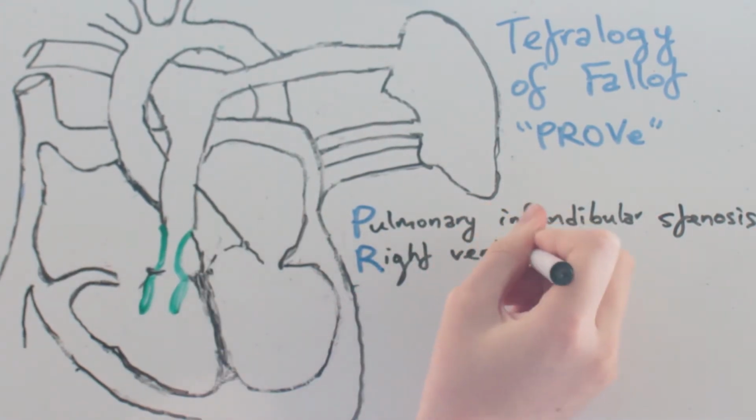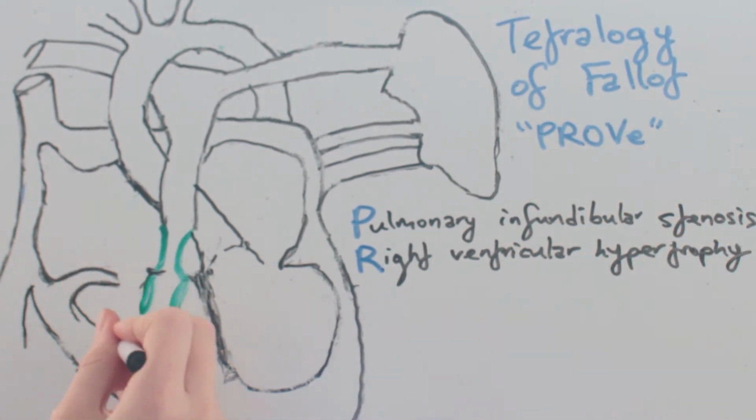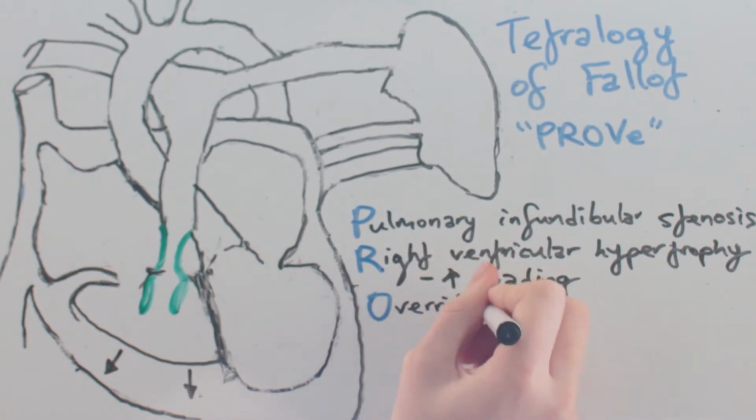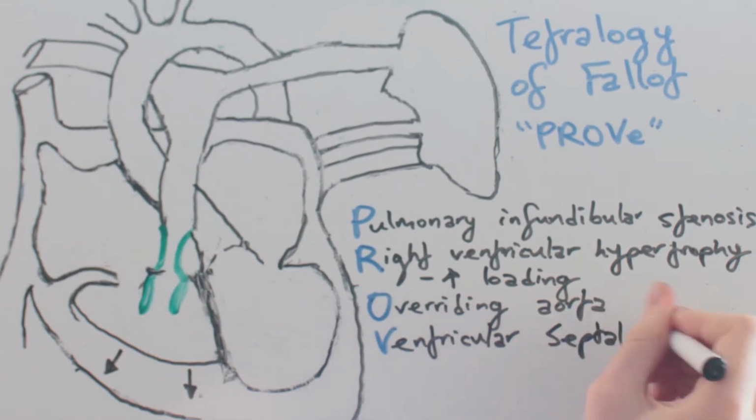Right ventricular hypertrophy occurs because the muscle thickens when there's an increased load on the right side when it's trying to pump. Overriding aorta and ventricular septal defect.